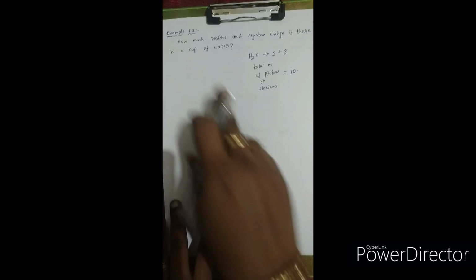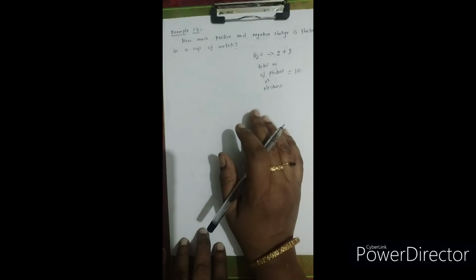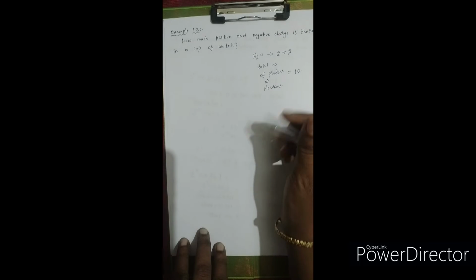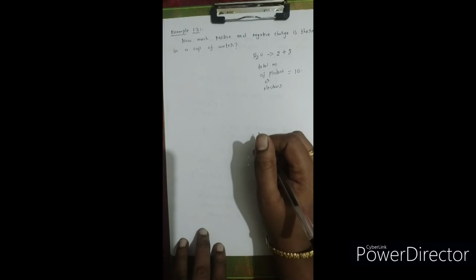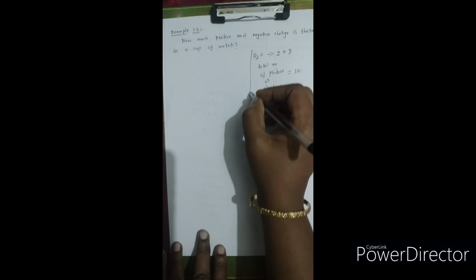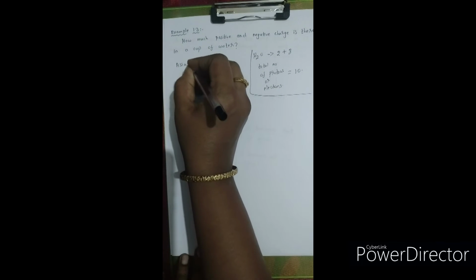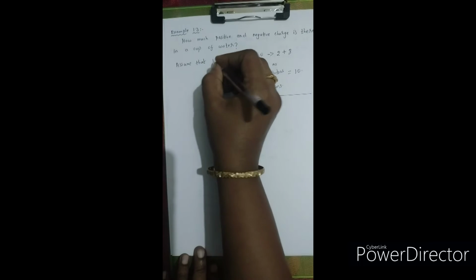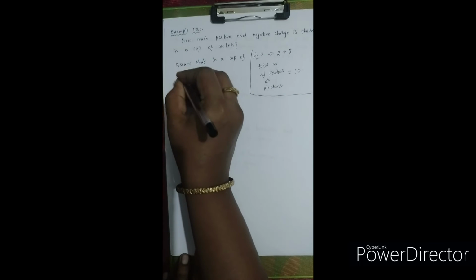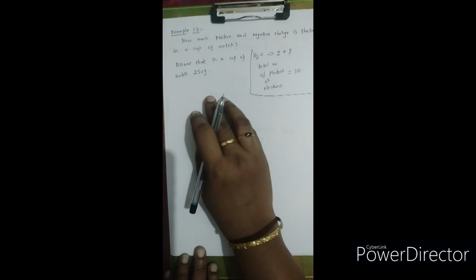Here you don't have any given data, you have to start solving it. So now we are going to assume. What are we going to assume? In a cup of water, how much amount of water is there? 250 grams of water is there. So let us assume that in a cup of water 250 gram is there.